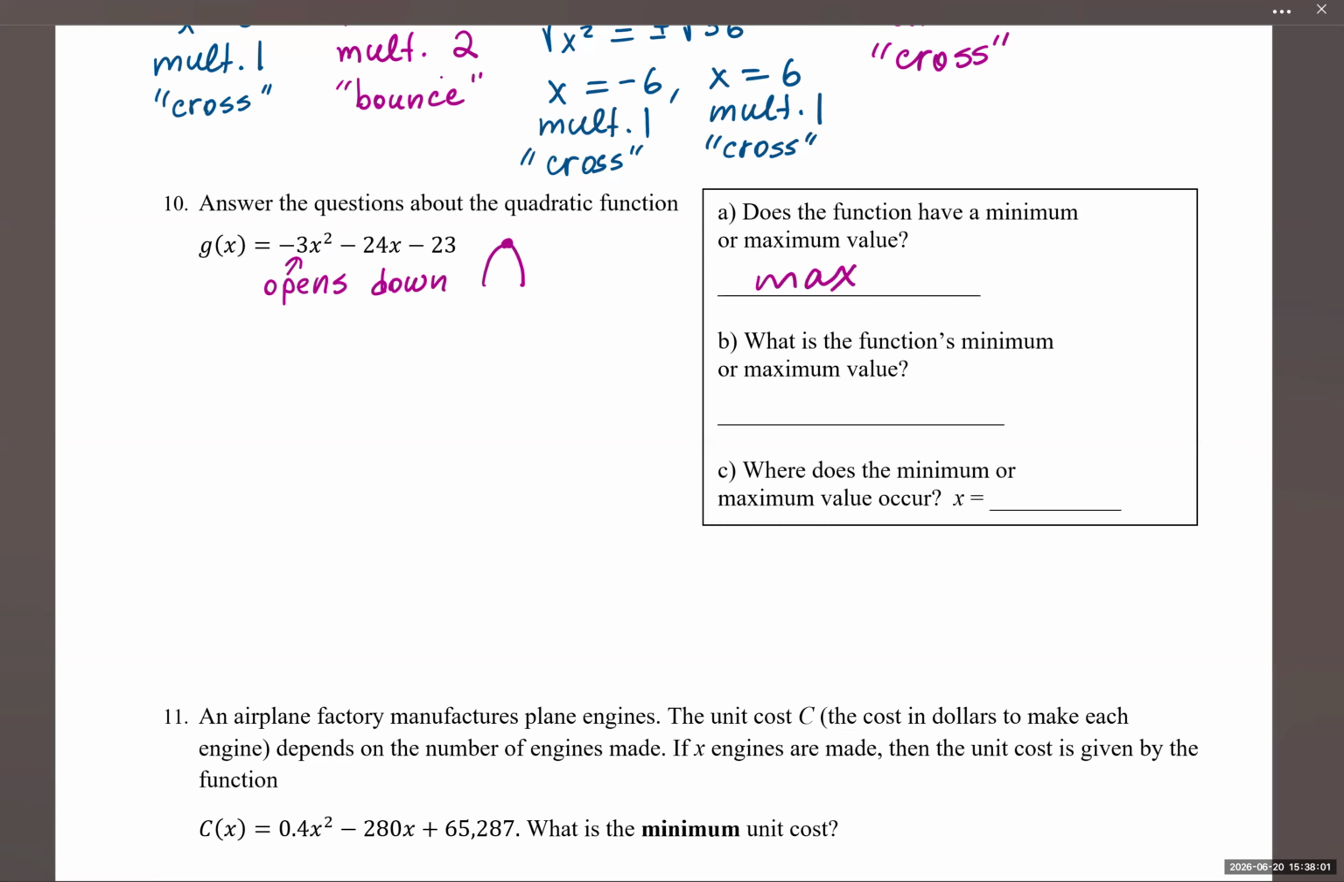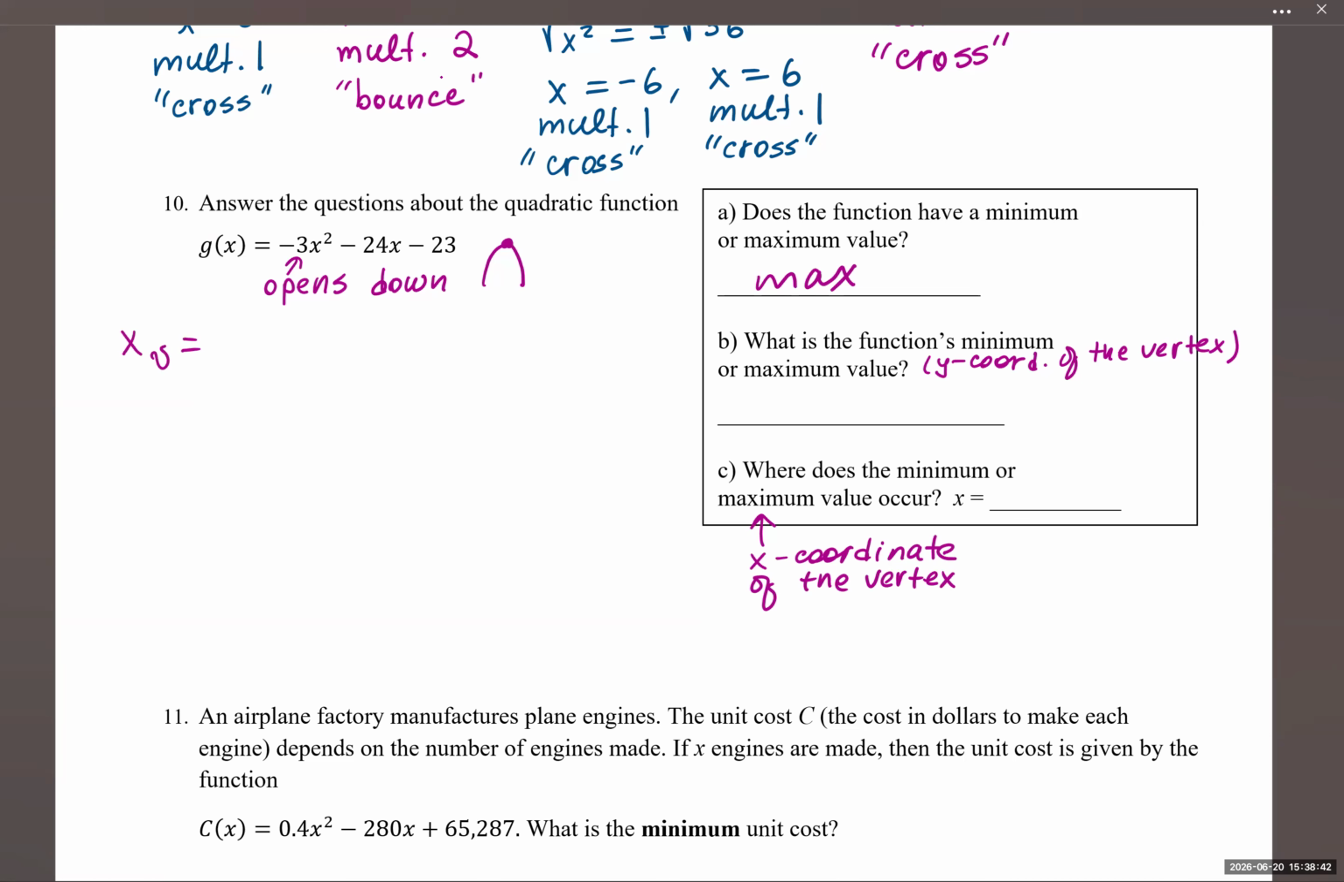What is the function's minimum or maximum value? Well, this is the y-coordinate of the vertex. We can't figure out the y-coordinate until we have the x-coordinate of the vertex, which is part C. Where does the minimum or maximum value occur? And it has x equals in it, so this is the x-coordinate of the vertex. We gotta figure out that one first. So let's do that first.